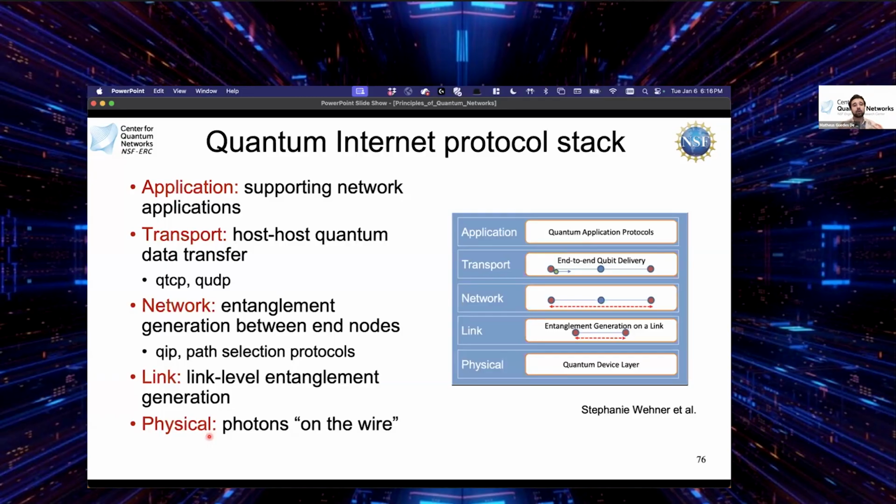And each layer will do as follows. Application will support quantum network applications, such as, let's say, quantum key distribution. The transport layer will deal with host-to-host quantum data transfer. And you can imagine the quantum versions of the transfer protocols we saw for classical, such as QTCP and QUDP. Then the quantum transport layer will work on top of the network layer that will deal with entanglement generation between end nodes. And maybe you'll see the quantum internet protocol, QIP, to be defined in order to allow the quantum network layer to operate. This layer operates on top of the quantum link layer, which deals with link level entanglement generation. And finally, the physical layer deals with photons traversing wires in order to generate link level entanglement, for instance.